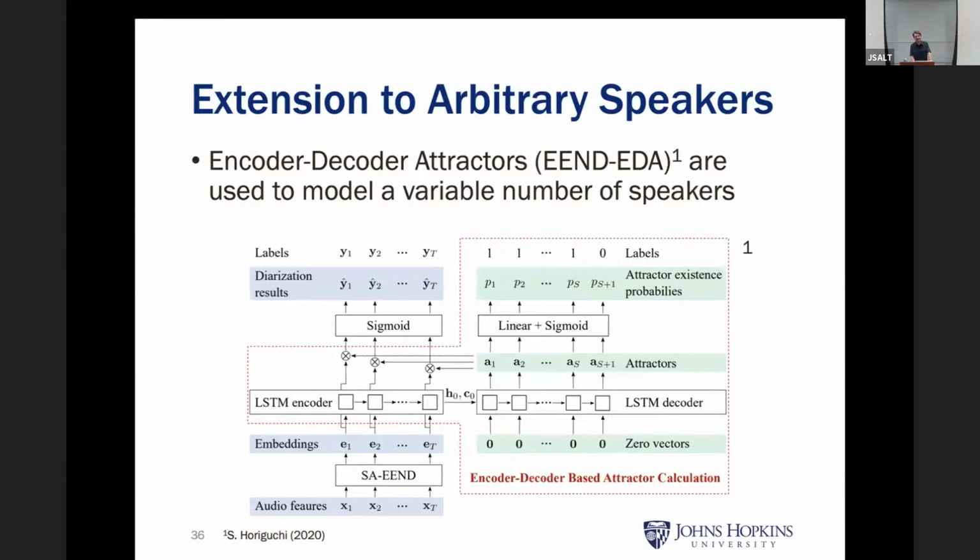That's what the EDA was developed for: the ability for this network to produce an arbitrary number of speakers. Basically, what's happened here is that the red dotted line is a replacement of the linear layer at the end of the previous network. This is a fairly standard encoder-decoder approach, where we take our embeddings, use an LSTM to condense them all into a single vector, and then decode attractors for each speaker in the recording, and those attractors can then be used to classify the outputs.